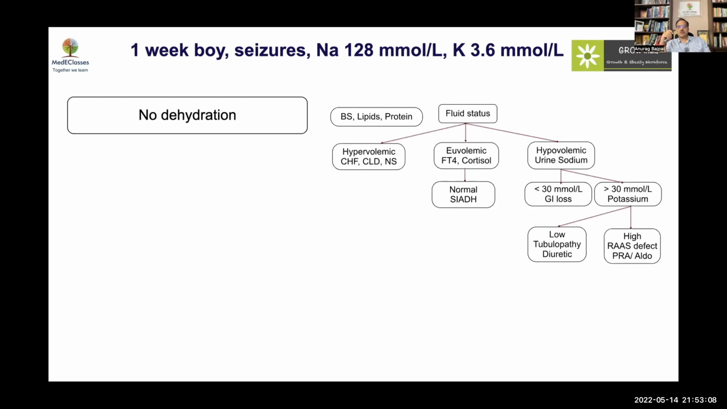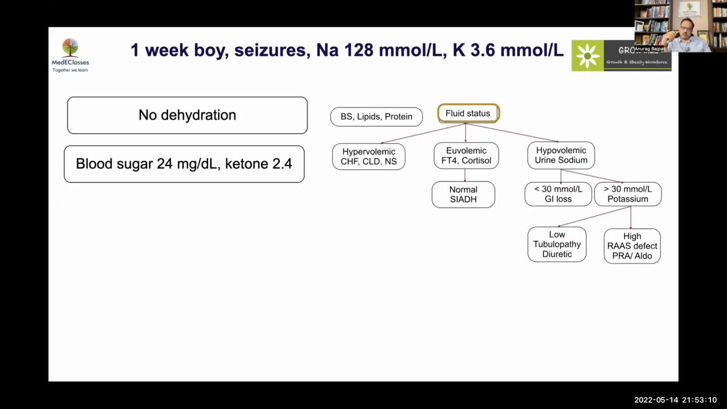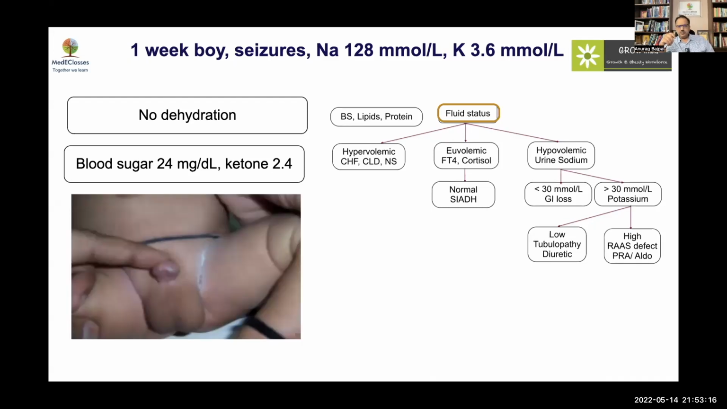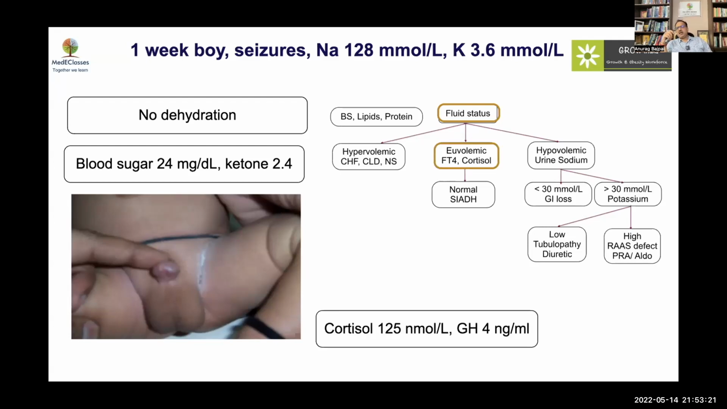There's no dehydration. Fluid status is normal. Blood sugar is also low. So there is hypoglycemia and hyponatremia. I think the clue is already there. On examination, there is micropenis. So this is classically a case of multiple pituitary hormone deficiency.